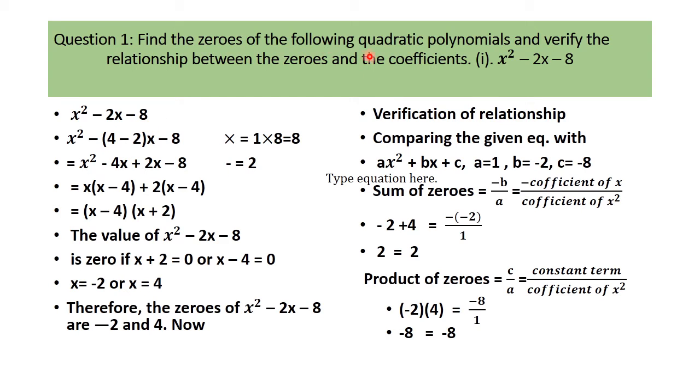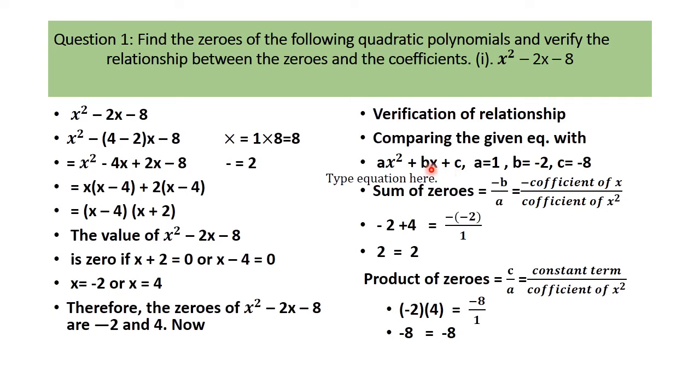Now second, how to verify the relationship, verification of the relationship. We will take the general term and compare the given equation with this. This is the general term, ax square plus bx plus c.